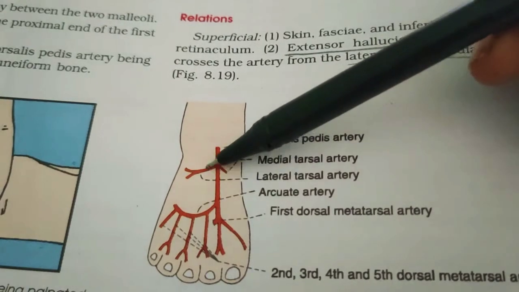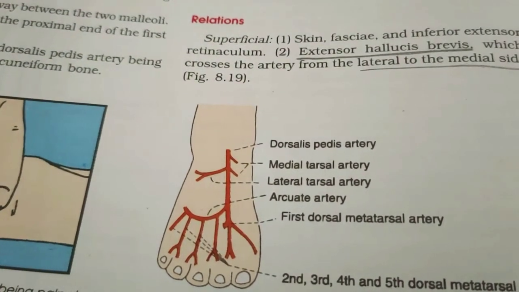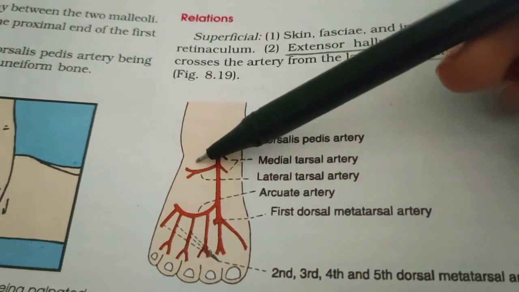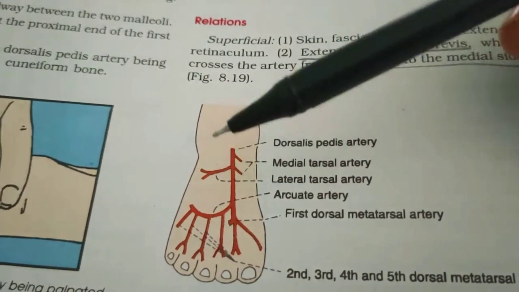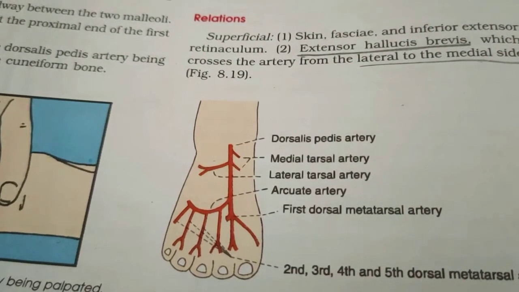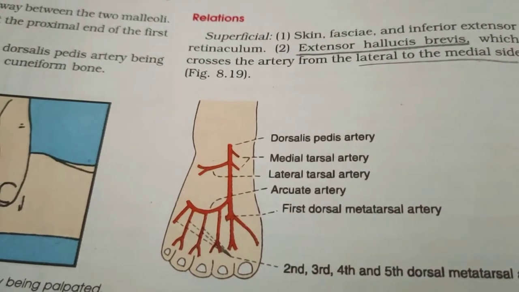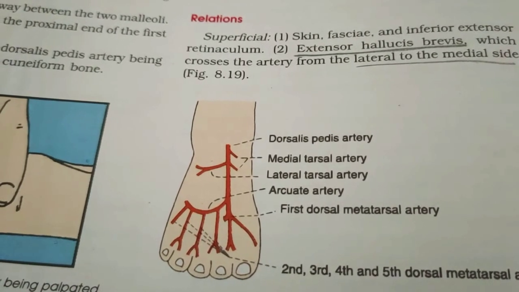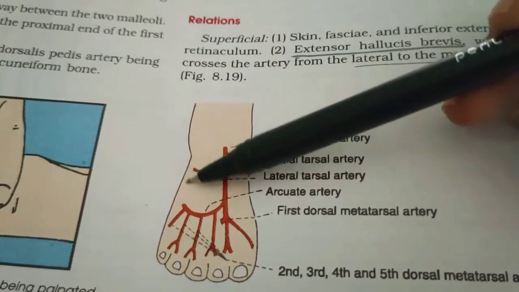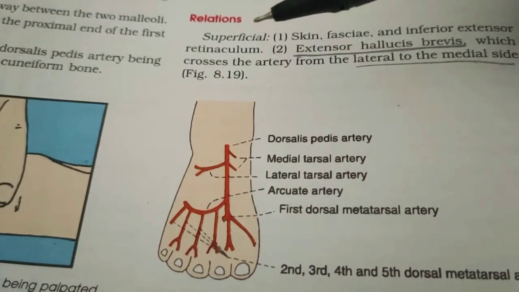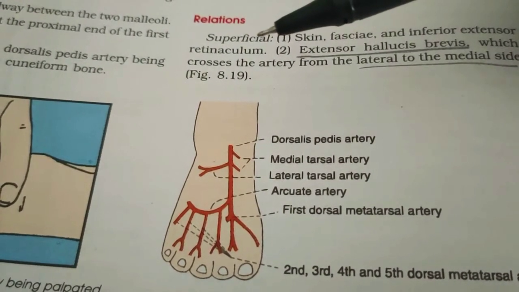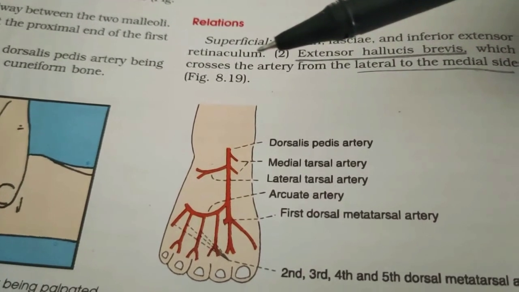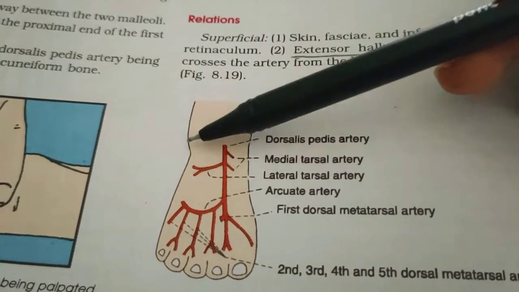bone. Of course, on the lateral side, over this area there will be the navicular bone, right? So it will arise from the navicular bone. It passes deep to extensor digitorum brevis and mainly supplies the muscles and neighboring tarsal joints and ends in the lateral malleolar network. If you remember, in the previous video I discussed the lateral and medial malleolar networks, right? So this lateral tarsal artery mainly takes part in the lateral malleolar network.